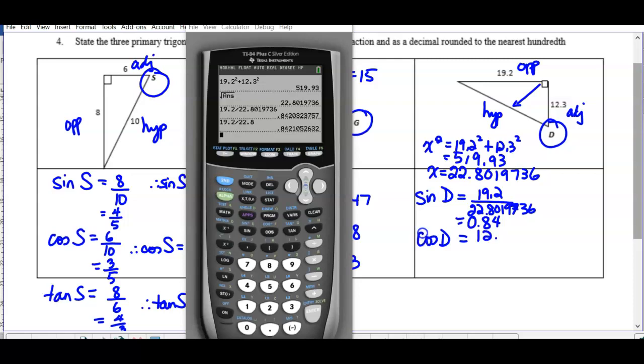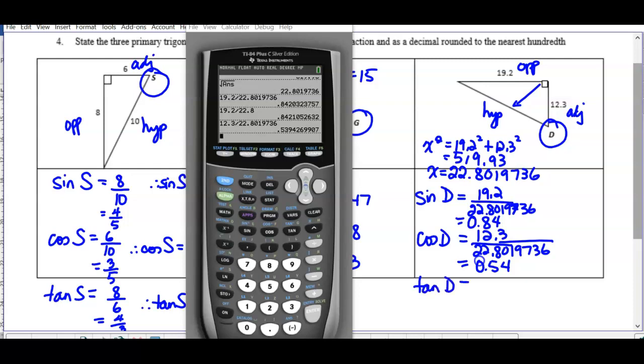D is adjacent over hypotenuse. Okay, so 12.3 divided by, again, I'm going to go up. If you can't go up, then copy out whatever decimal places are on there. And that's 0.54. And then tan of D is 19.2 over 12.3, and that's 1.56.